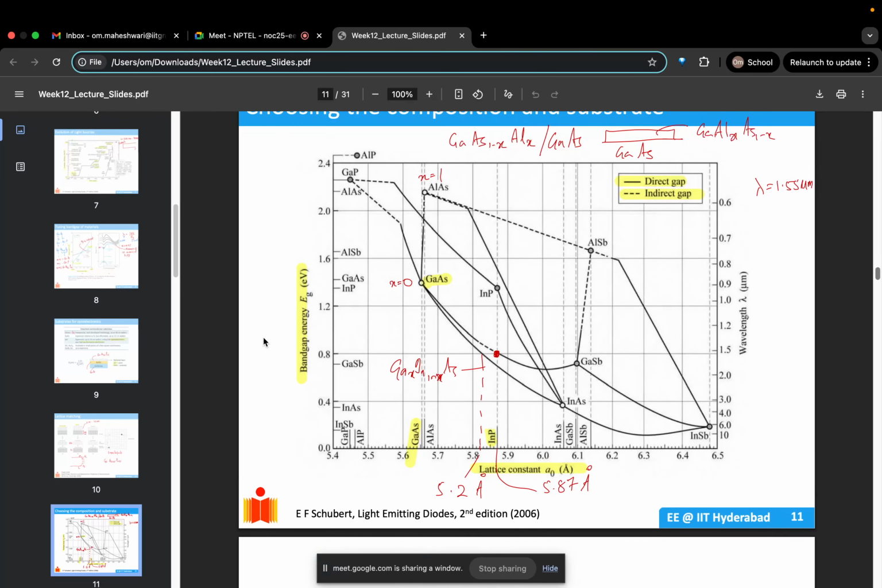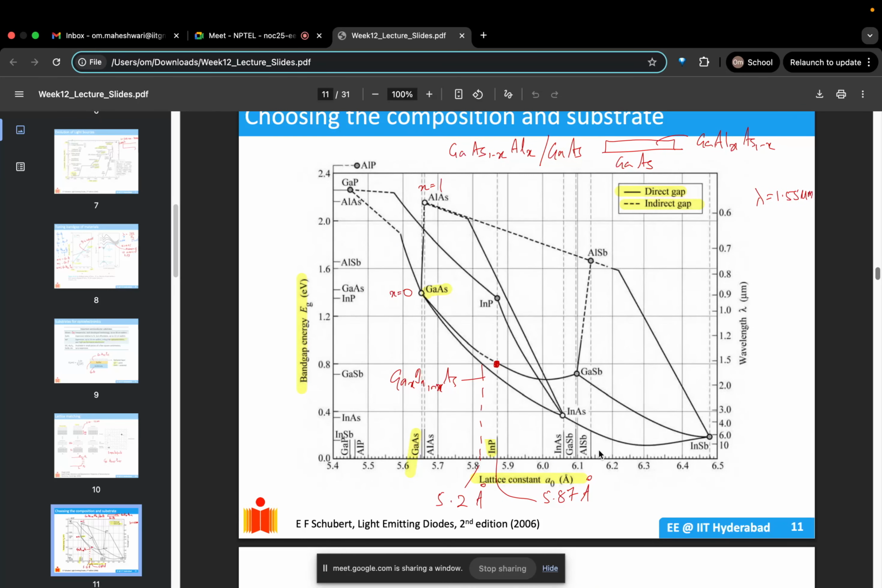So this graph just shows how the band gap energy and lattice constant are varying, and the wavelength also. For example, if you have an InP substrate and you want to select the top layer for a wavelength of around 1.5 micrometers, then the materials nearby in this region are what you need to select, so as to have minimum lattice mismatch. That could be some compounds of gallium, GaAs and InGaAs, and GaAsSb. Those are the two nearby this red point, right?